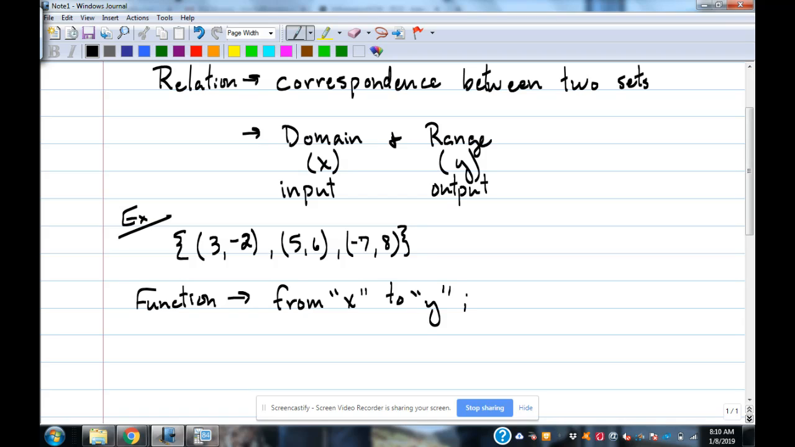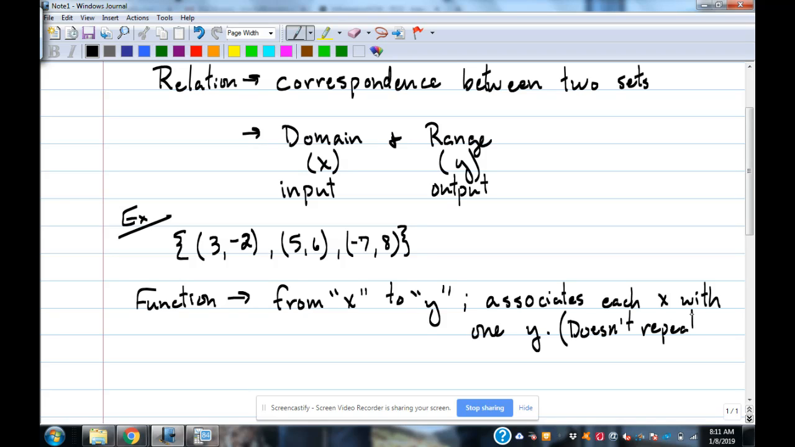Get into calculus and things, sometimes you relate the other direction from Y to X or something like that, depending on what you're trying to do. But for all purposes in college algebra, it's going to be from X to Y. So what it does is it associates each X with one Y. It doesn't repeat X's. That's the layman's term for that. So never repeat X values. If you're a function, you don't repeat X's.